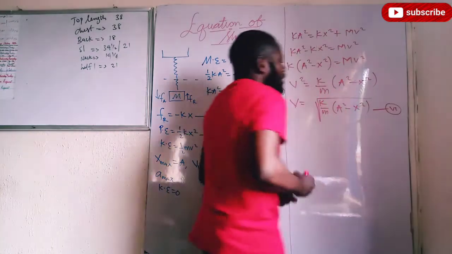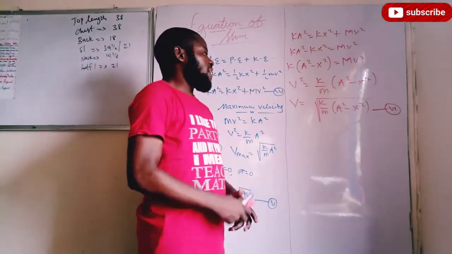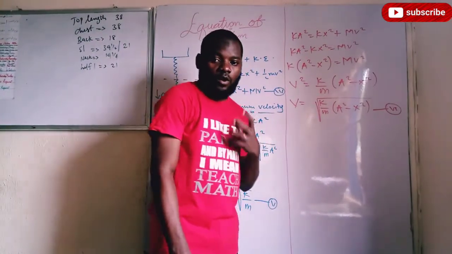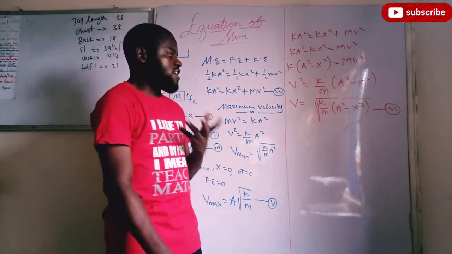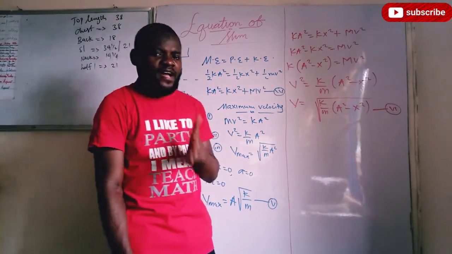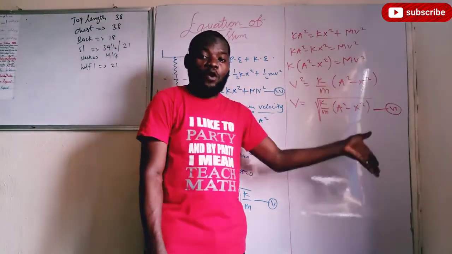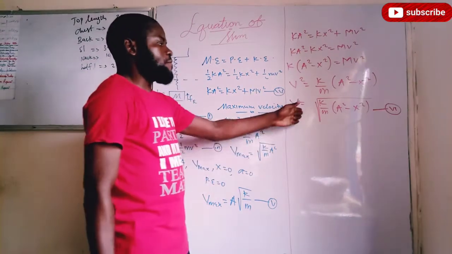Are we together? Now there are some cases whereby you'll be given a question that you might not be given the spring constant and the mass that you apply to the spring, but you'll be given the maximum velocity. How do you calculate for velocity at a point when you are given a maximum velocity? We can do that from equation 6.